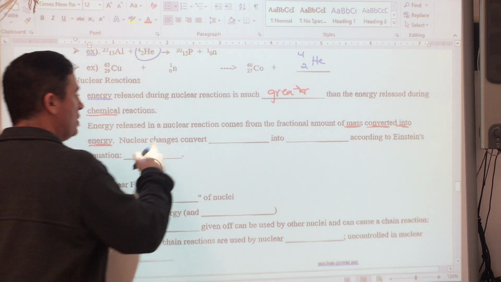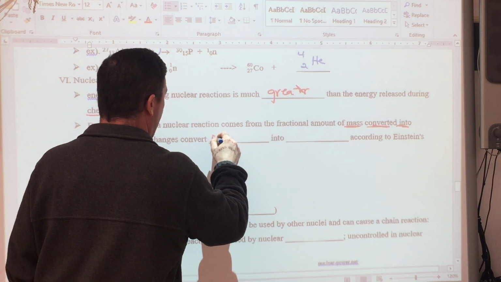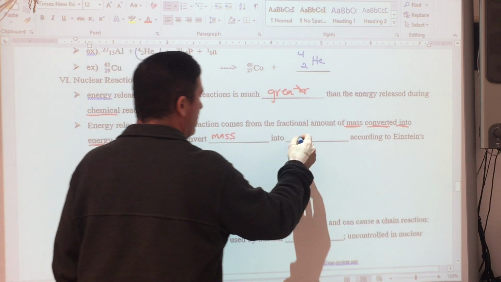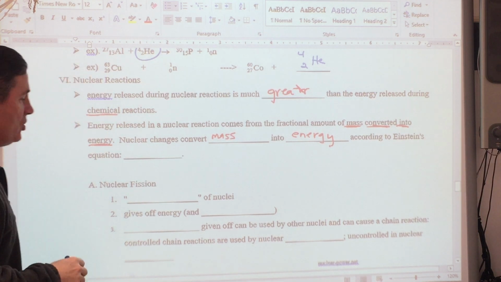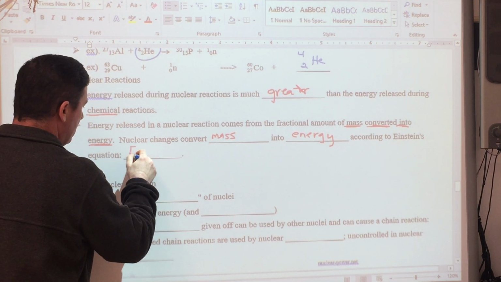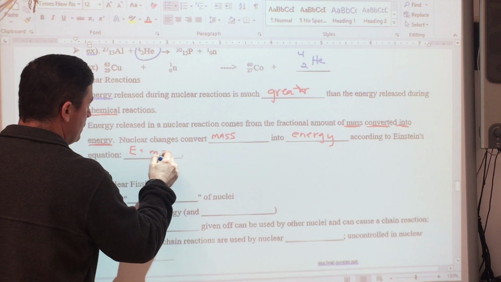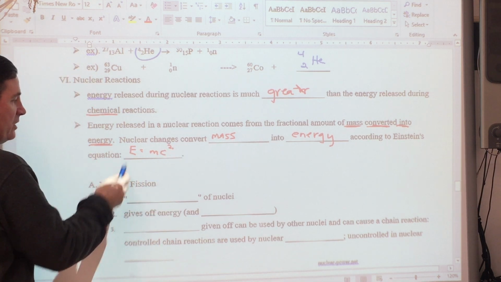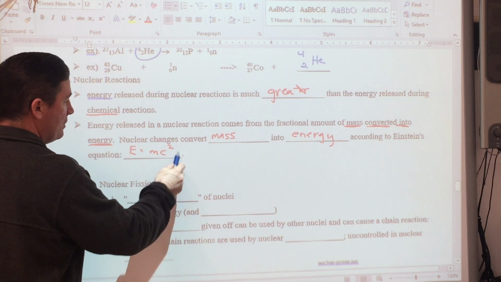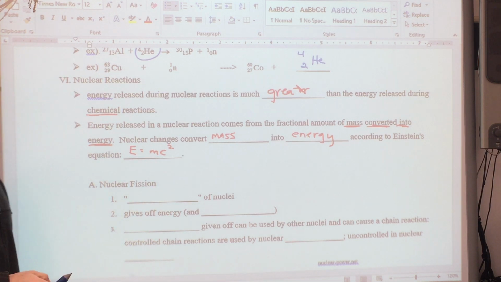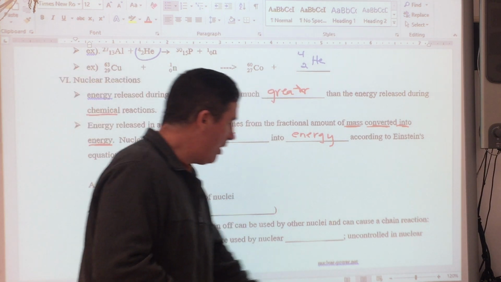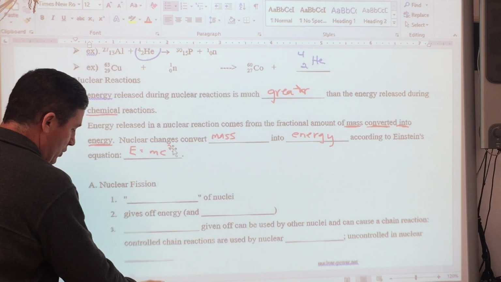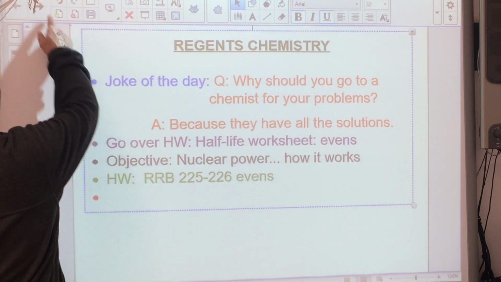Nuclear changes convert mass into energy, according to Einstein's famous equation, E equals mc squared, where E is energy, m is mass, and c is the speed of light, squared. Okay? So nuclear fission and fusion we will learn about tomorrow. But let's look at how nuclear reactors work.